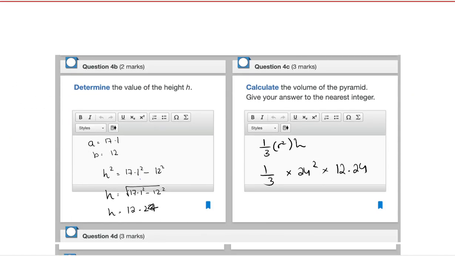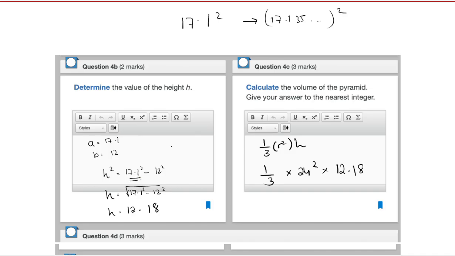Why? Because when we were solving this Pythagoras theorem, there were two options: 17.1 squared, and the other option was 17.135, and so on. The mistake I made was taking the square of this. When I put this, I got an answer of 12.24. In the marking scheme, 12.24 was also accepted, but 12.18 was the one that was preferred. And in this case, we also get 12.18 as a better option.